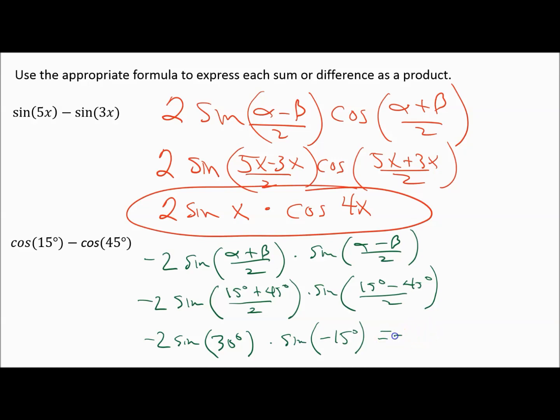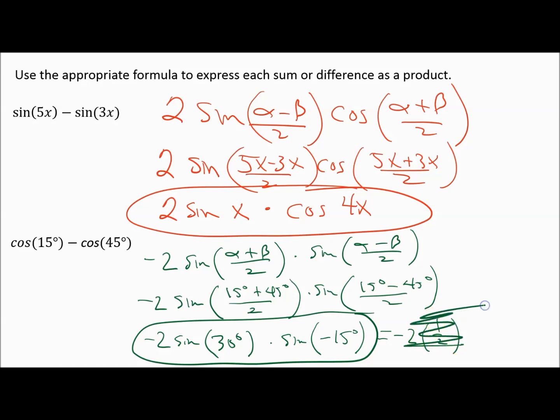Now we could actually evaluate it. Negative 2, the sine of 30 degrees is 1/2. But we don't know the sine of negative 15 degrees. So I don't think we need to take it any further than here, because it says use the appropriate formula to express each sum or difference as a product. We expressed this as a product. We don't need to take it any further. Negative 15 minus 45 is negative 30, but when I divide it by 2, it's a value not on the unit circle. So I don't have to take this any further, to make sure I follow my own directions.